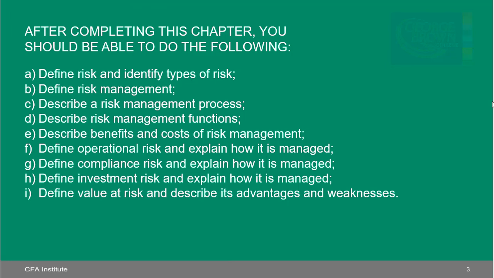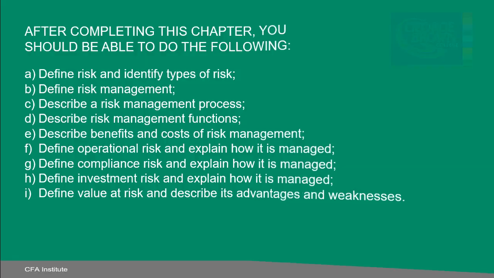The learning outcome statements for this chapter are: Learning Outcome Statement A, define risk and identify types of risk. B, define risk management. C, describe a risk management process. D, describe risk management functions. E, describe benefits and costs of risk management. F, define operational risk and explain how it is managed. G, define compliance risk and explain how it is managed. H, define investment risk and explain how it is managed. And I, define value at risk and describe its advantages and weaknesses.